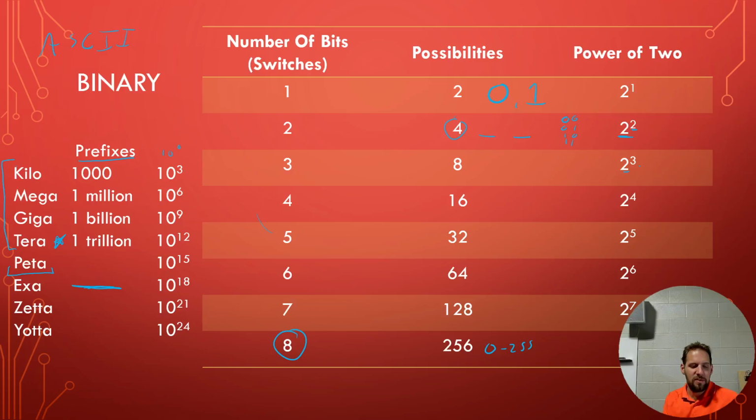The Unicode system is used for languages with many characters. There are some languages that have more than 256 symbols, so they have to use it.